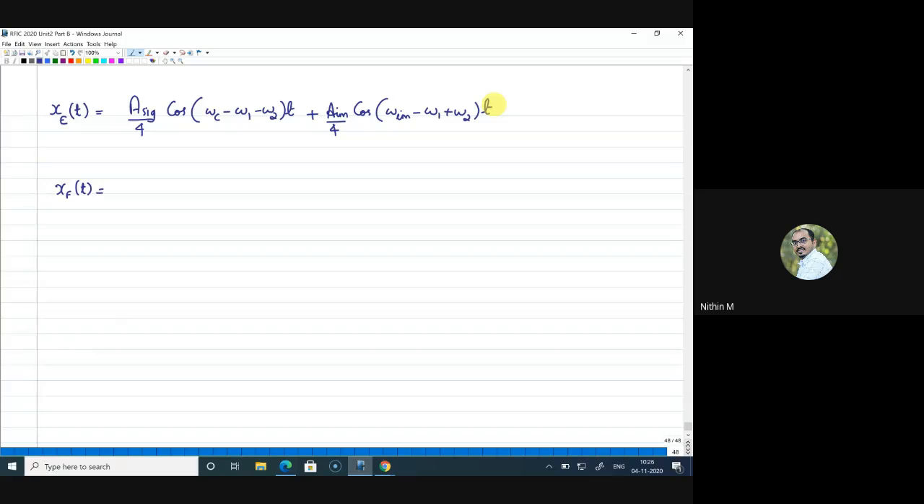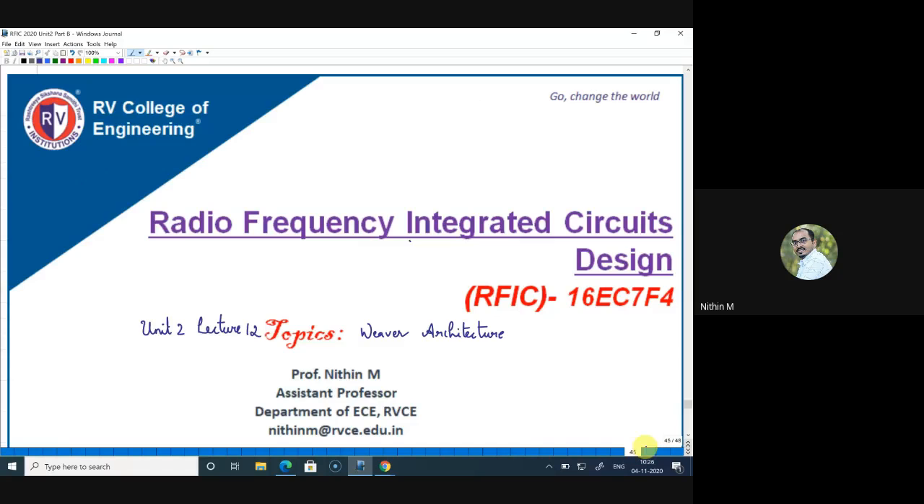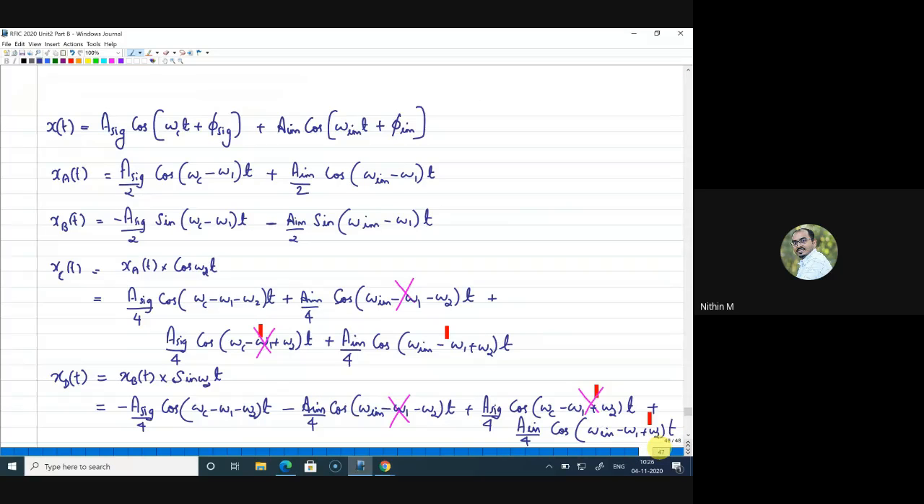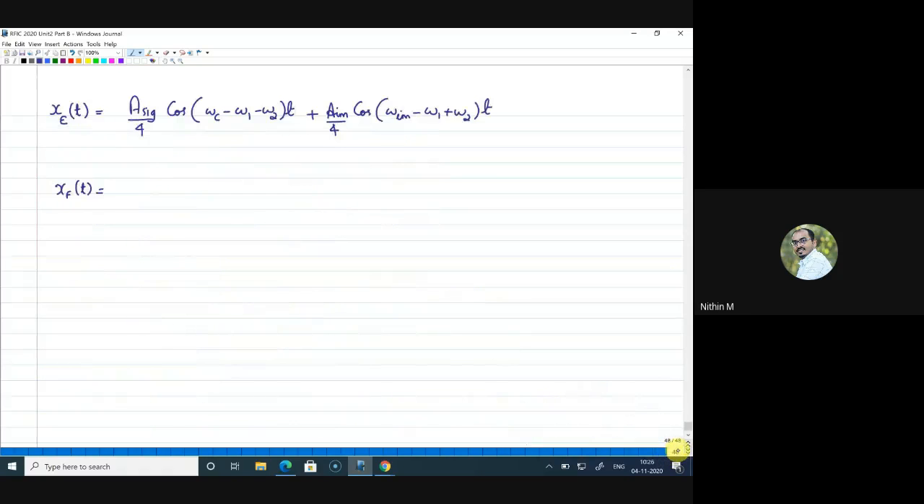Similarly, x f of t can be written as, when you write x f of t, we have to eliminate these two components. So x f of t is minus a signal by 4 cos of omega c minus omega 1 minus omega 2 into t plus a image by 4 cos of omega im minus omega 1 plus omega 2 into t.